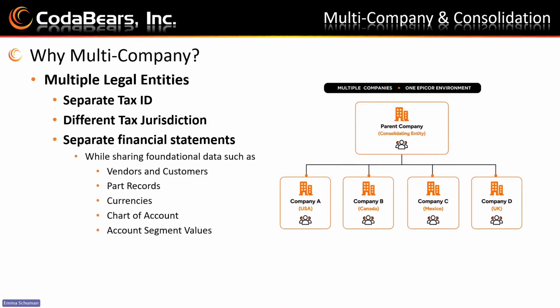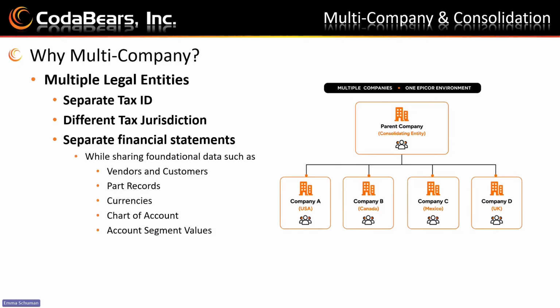Most of the time, it involves the fact that every legal entity usually has its own tax identification number. Additional reasoning might be due to banking, financial statements, or the company operates under a different tax regulation compared to the parent. Because of that, they need independent accounting records.